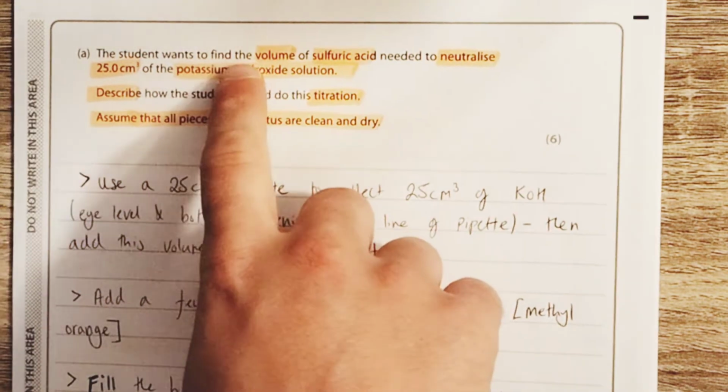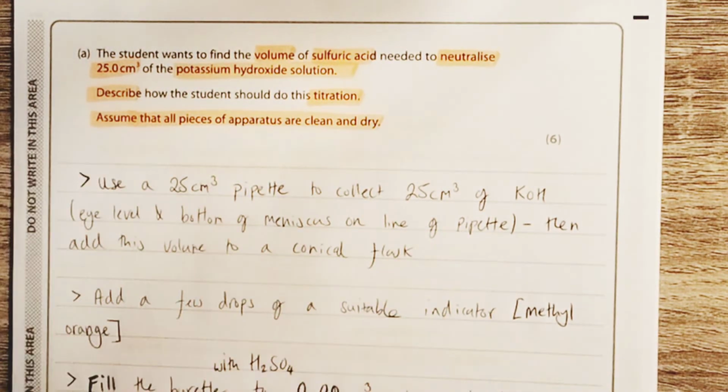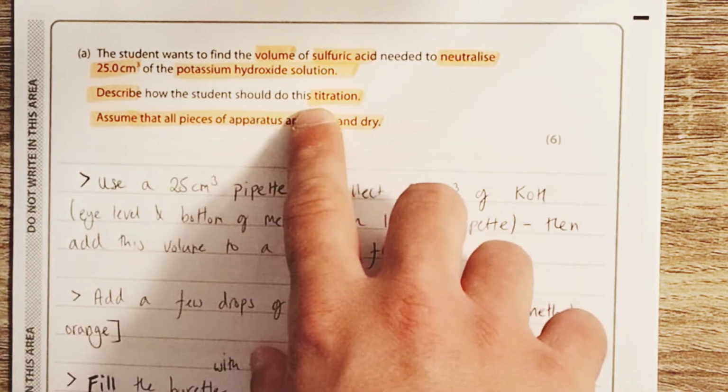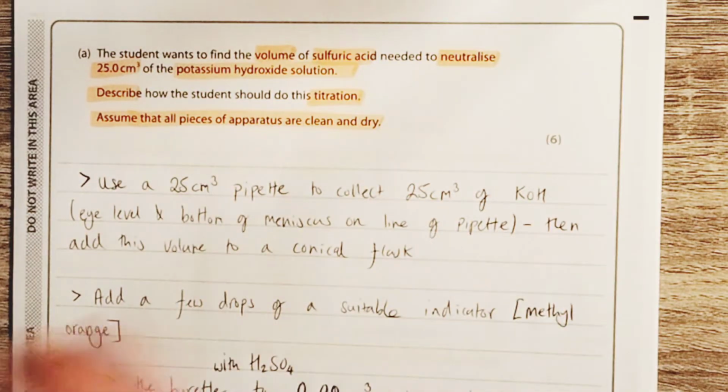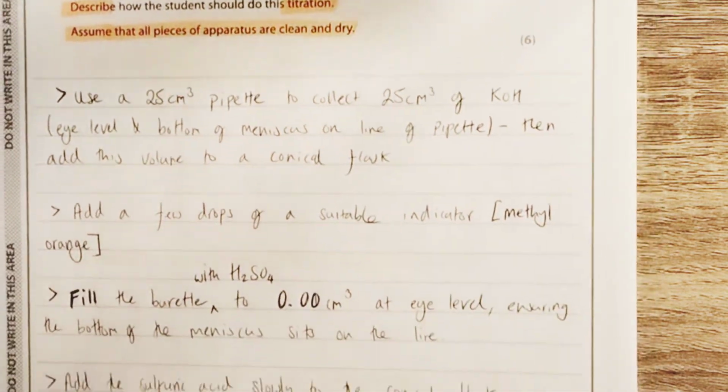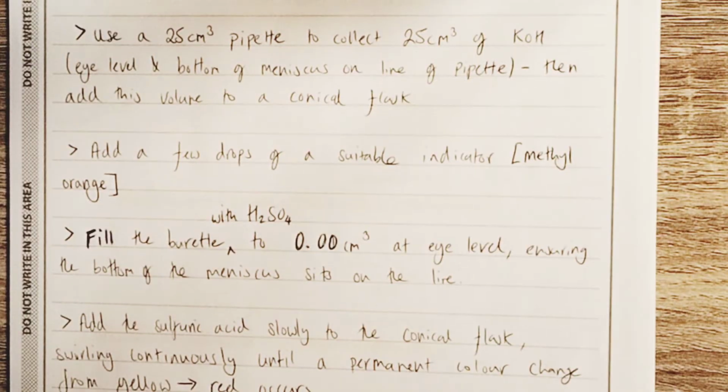The student wants to find the volume of sulfuric acid needed to neutralize 25 centimeters cubed of that alkali. Describe how the student could do this titration. Assume that all pieces of apparatus are clean and dry already, so you can skip that step. So I've gone into a blow-by-blow, step-by-step, very clear method for how to carry out an effective titration. First, let's deal with a pipette.